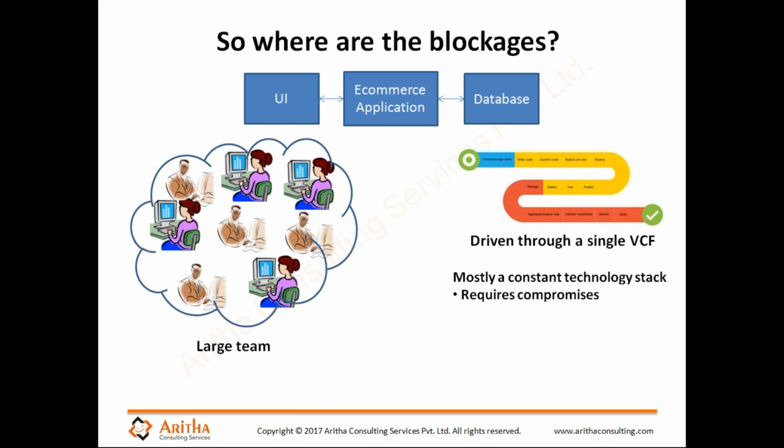So this is where the blockages are going to come from, in spite of having a smooth delivery chain. So, a large team driven through a single value creation flow, and mostly a constant technology stack, which requires some compromises to be made. Right?